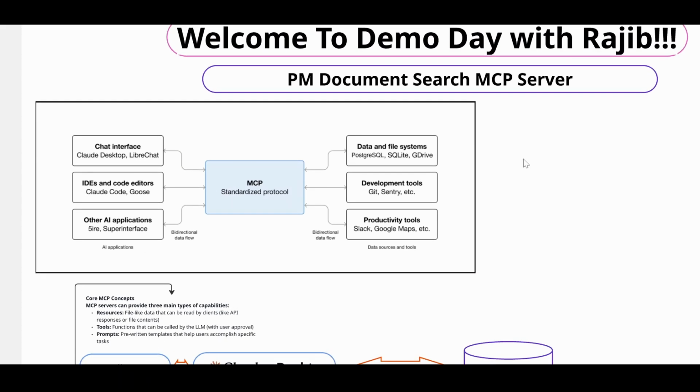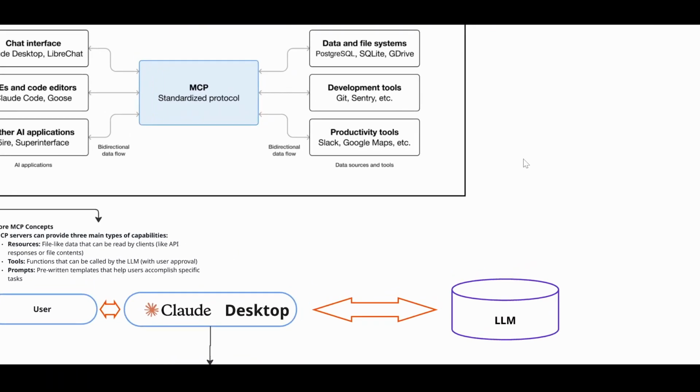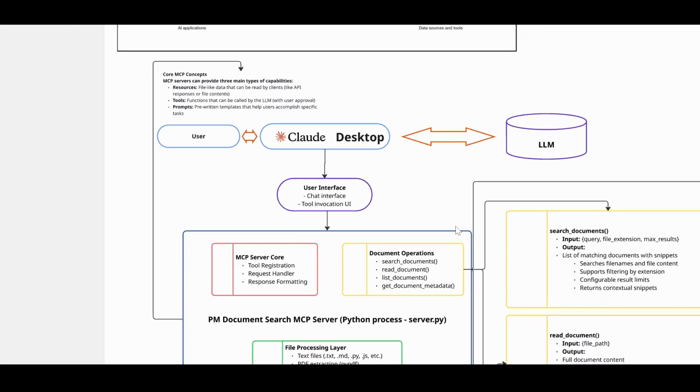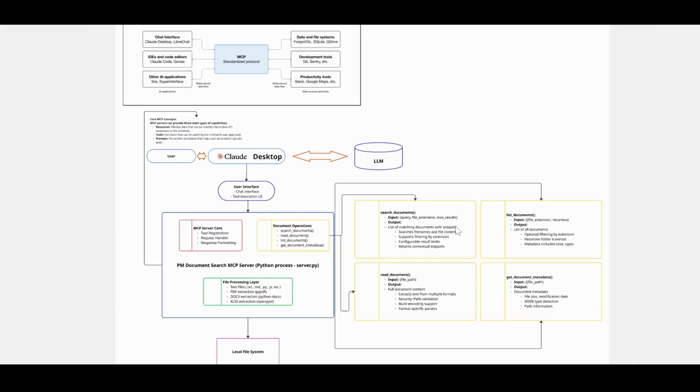Core MCP concepts: MCP servers can provide three main types of capabilities: resources, tools, and prompts. In this demo, we'll show how tools function. However, you can also get file-like data, and you can use predefined prompts to accomplish specific tasks. So here is the overall architecture of this implementation.